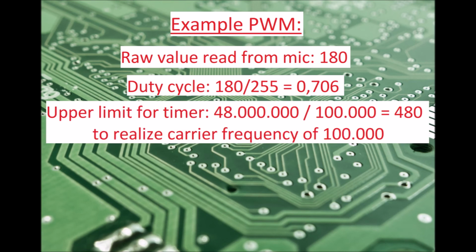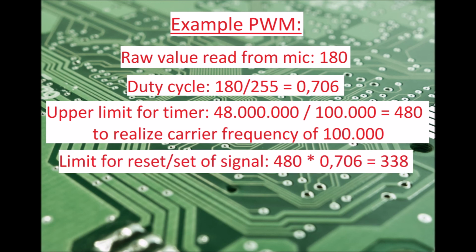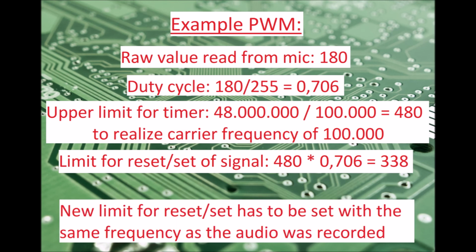The timer, which controls the buzzer output, is run with the frequency 48 million, so to realize a carrier frequency of 100,000, the timer has to count to the upper limit of 480. This is the value of the CCR0 register. To set the needed duty cycle of 0.706, we multiply 480 with the duty cycle and set this value as the CCR1. Because the sample frequency was 4000, new values for the reset set limit, which is the value of the CCR1 register, have to be set with the same frequency and not with the carrier frequency.